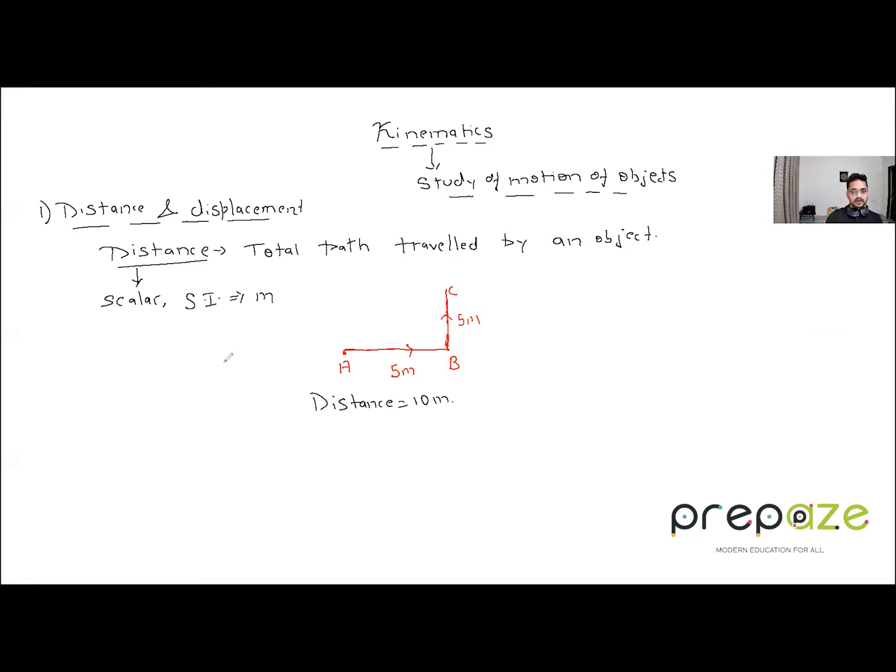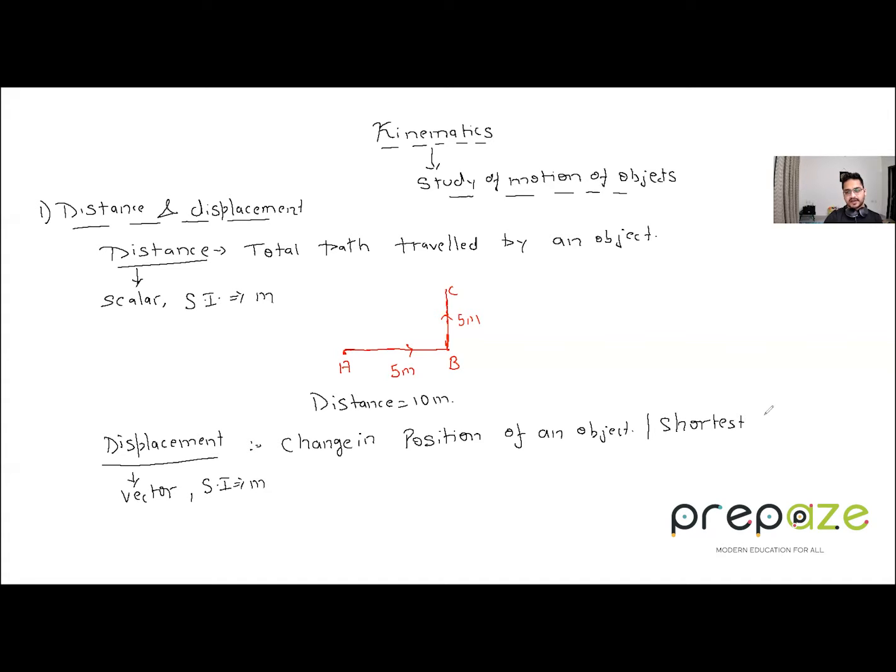Now that was about the distance. Now try to understand displacement. These two terms come all together. Displacement is a vector quantity. We have already studied a scalar quantity, where we discuss the magnitude only. For a vector quantity, we study both magnitude and direction. The SI unit will remain the same, it is meters. So what is displacement? It is the change in position of an object, or another definition is the shortest path connecting initial and final position.